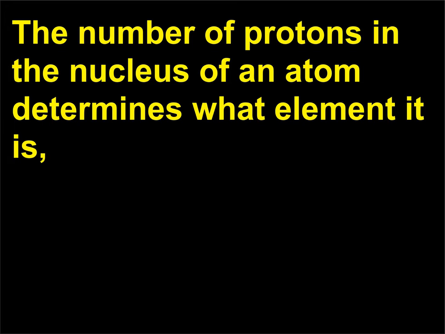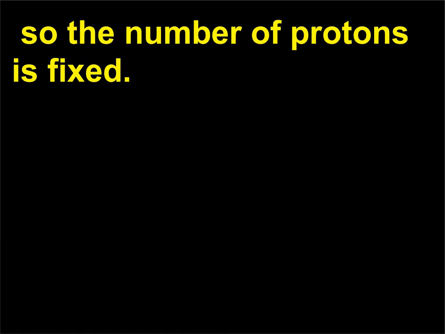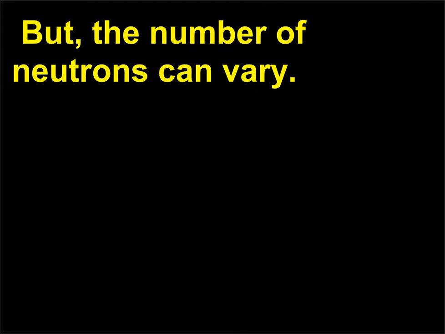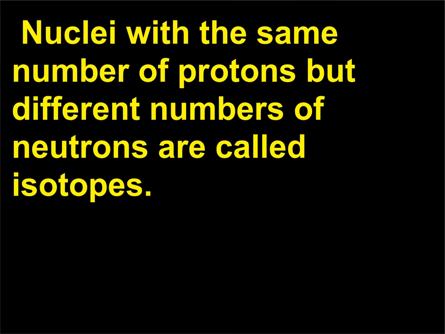The number of protons in the nucleus of an atom determines what element it is. So the number of protons is fixed. But the number of neutrons can vary. Nuclei with the same number of protons but different numbers of neutrons are called isotopes.